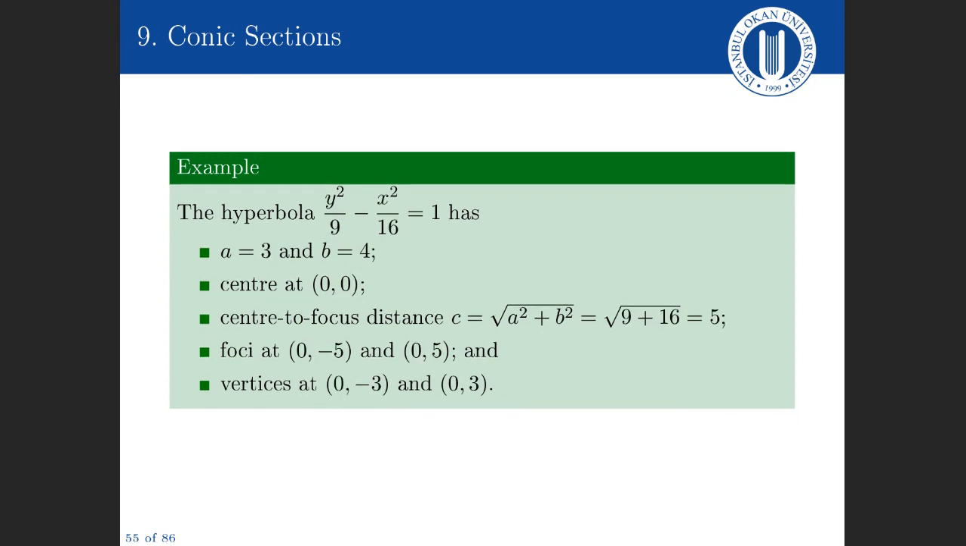And one more hyperbola. y squared over 9, square root of 9 is 3, minus x squared over 16, square root of 16 is 4. So here, a is 3, b is 4. The center to focus distance we can calculate is 5. And so the foci are 0, minus 5 and 0, 5. The vertices are 0, minus 3 and 0, 3. Just to check this, let's suppose we put x equal to 0. Then we would have just y squared over 9 is equal to 1. That's the same as saying that y must be 3 or minus 3 if x is 0.